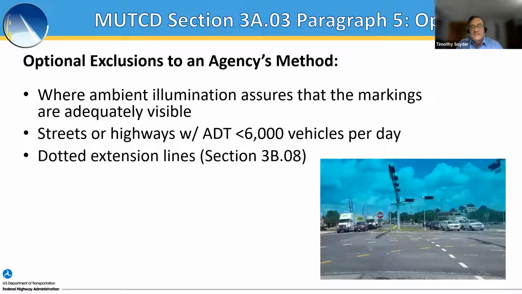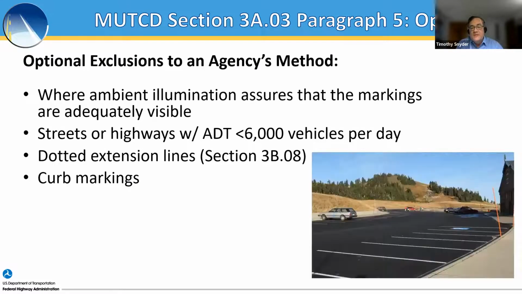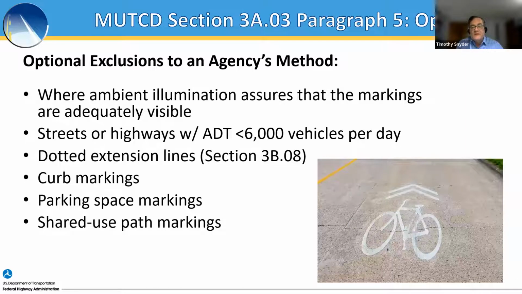Dotted extension lines through intersections and interchanges. Curb markings, pavement marking spaces, and shared pavement markings as well. So these are optional exclusions to an agency's method. This is an option to the standard. While agencies are allowed to exclude pavement markings in these circumstances from retroreflectivity maintenance, don't forget they still need to be retroreflective per the MUTCD.